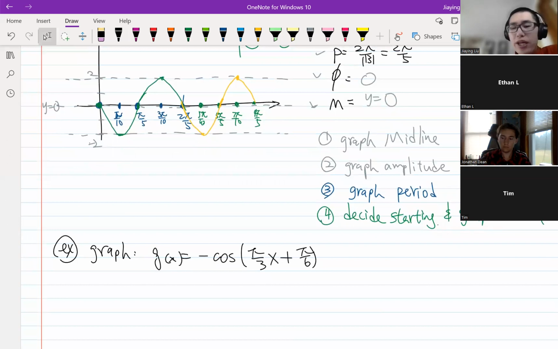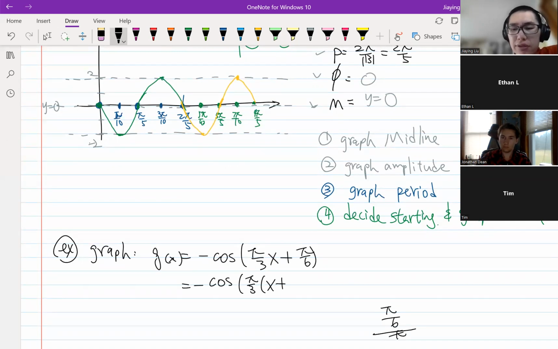So what I'm going to do before I do anything, I'm going to factor the cosine part. So that's going to be negative cosine. I'm going to take out pi over 3. So we get x plus pi over 6 divided by pi over 3. So that's going to be pi over 6 times 3 over pi. So that's going to be 1/2. So plus 1/2.